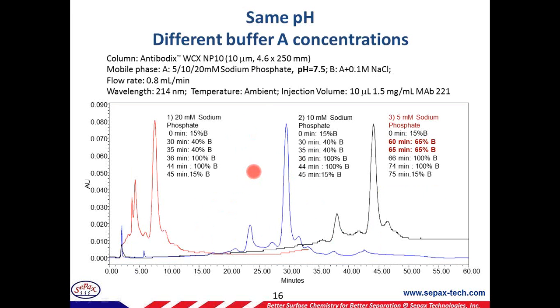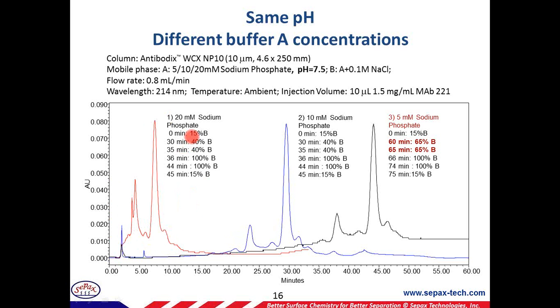Also, the ionic strength of the starting buffer A. We have a mAb here with phosphate buffer at pH 7.5, on the 10 micron WCX, with three different starting buffer A concentrations. With 20 millimolar sodium phosphate, most of our peaks come at the very beginning, and even though we do see some separation, they really come out together.